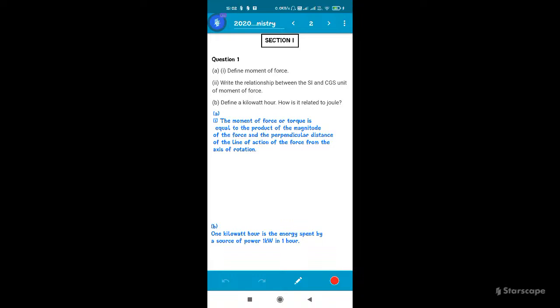Now the second question is related to that itself. Write the relationship between SI unit and CGS unit of the moment of force. The SI unit is Newton meter and the CGS unit is dyne centimeter. Let us see what is the relation. We know that 1 Newton meter can be written in this manner, 1 Newton into 1 meter. 1 Newton means 10 to the power 5 dyne, which is the CGS unit of force, and meter can be converted into centimeter, 10 to the power 2 centimeter. So your final answer comes up to 10 to the power 7 dyne centimeter. This is the CGS unit of moment of force.